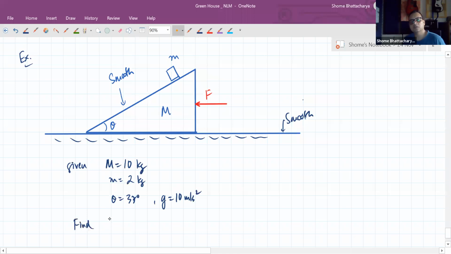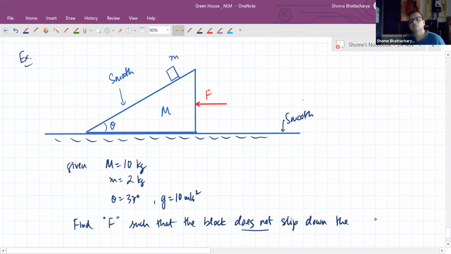Find F such that the block does not slip down the plane with respect to the wedge capital. Okay? The block small m does not slip down the plane with respect to the wedge.